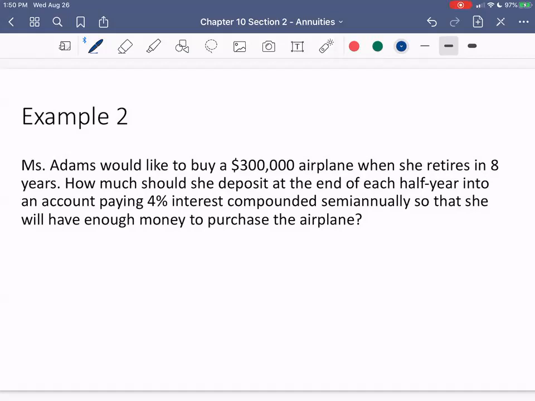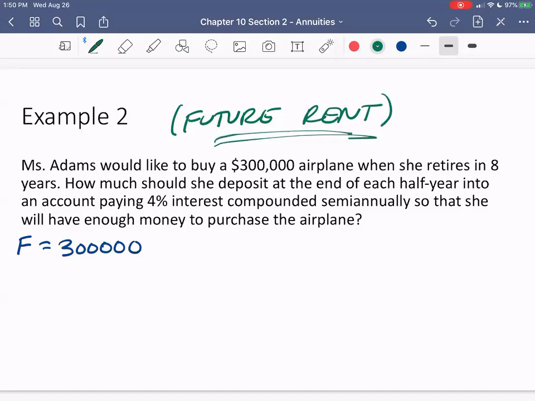So let's go through and find what we have. First, we have F. F is $300,000. So this says she would like to buy a plane for $300,000. She's trying to find out her rent. So the R is what we're trying to find.